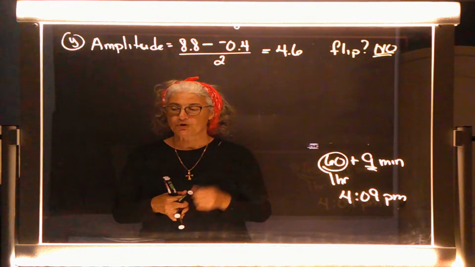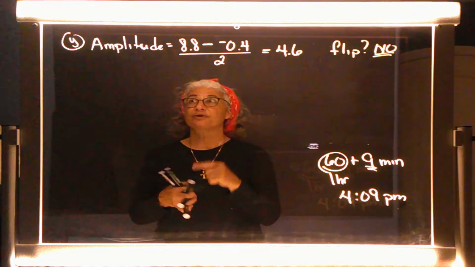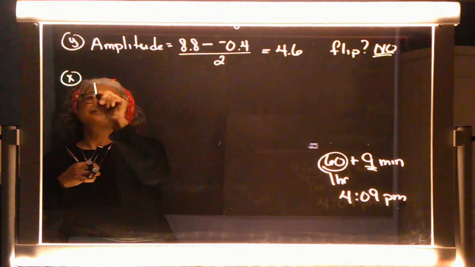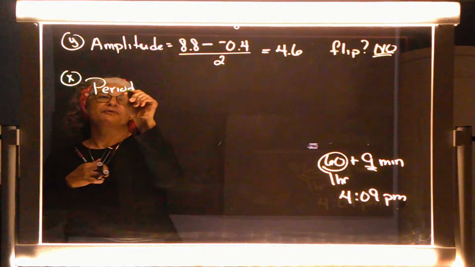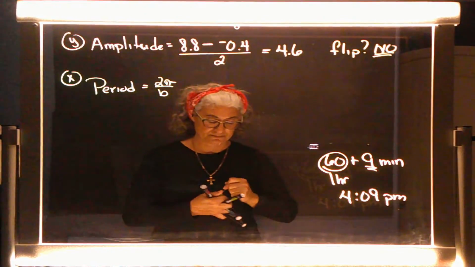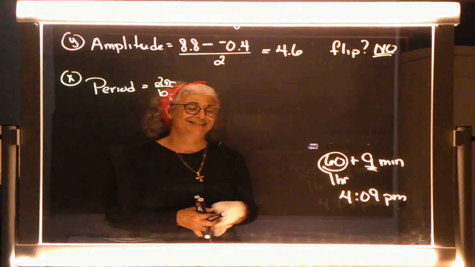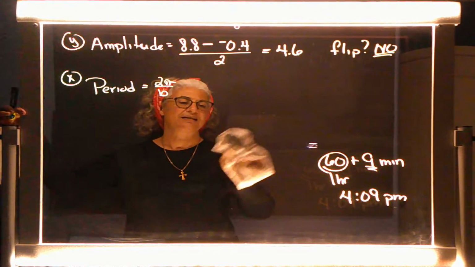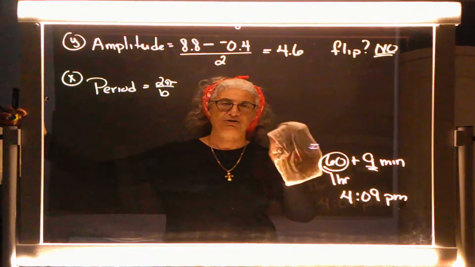Okay. What's next? That's right, the period. And the period deals with the x's. Remember, the period is 2 pi divided by b. Now, did they give me the value of b? Of course not. We have to find it. Did they give me the period?